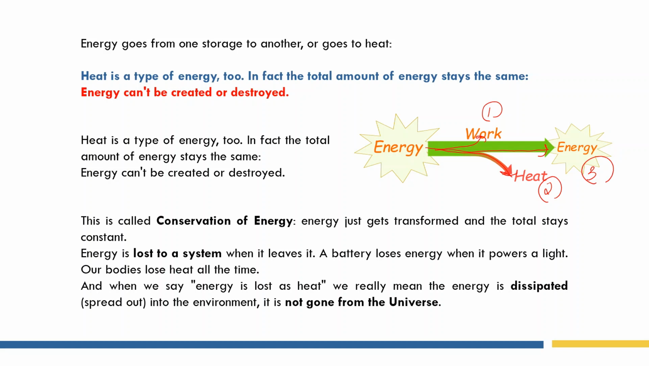So this phenomena we call conservation of energies, that energy can transform to another type, to works or to heat. And even the energy leave the system, it doesn't go anywhere. For examples like battery lose energies when it power the light, or our body lose the heat all the time. However, those energies are not going anywhere. It still will be in the environment, and it still be in the universe. It haven't gone from anywhere. So that's why we call the conservation of energies.